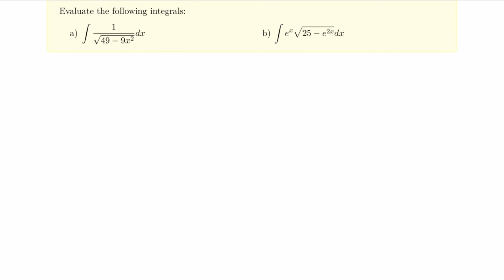Let's look at an example. We need to evaluate the following integral. Let's first look at part A: the integral of 1 over the square root of 49 minus 9x squared dx.